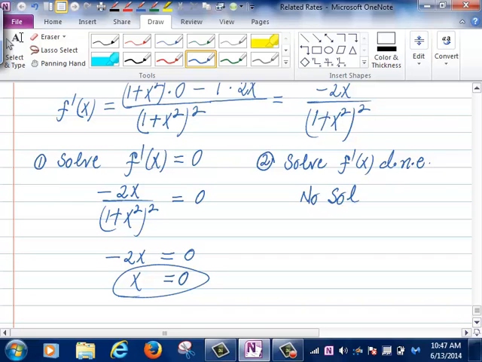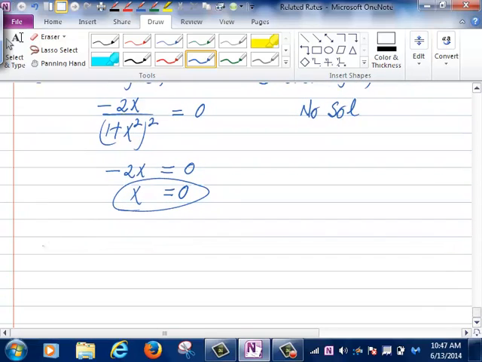Okay? So what's my final answer? My final answer is I have only one critical point, right? So one critical point at x equals 0. Are we doing okay with that?